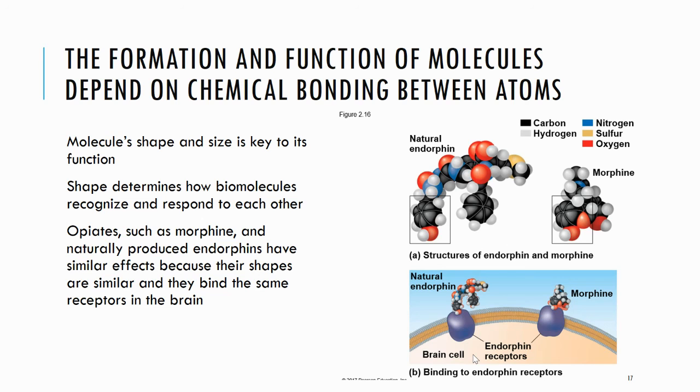So if you look at the diagram on the right, there is an area that is boxed in for endorphin that is produced by the human body and morphine. And since those regions are identical, they are able to bind to the receptor that that shape can fit in the brain. So, structure and function are super important, and we will talk more about that next week.